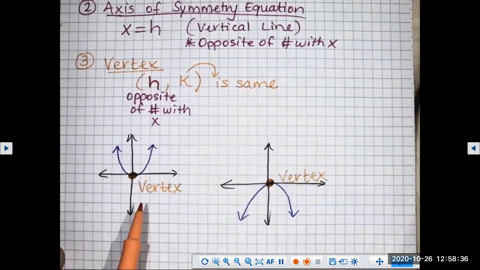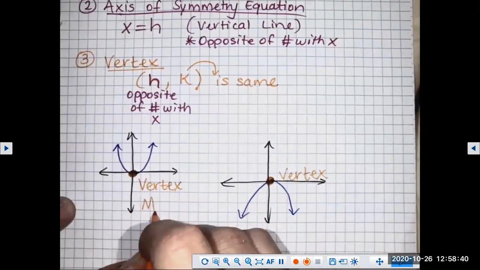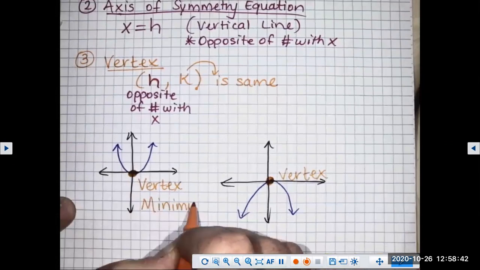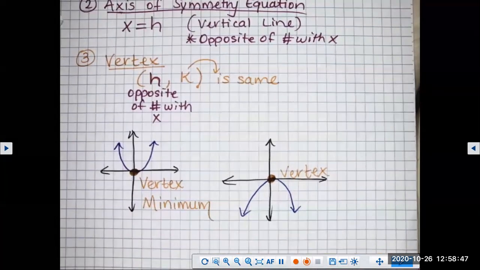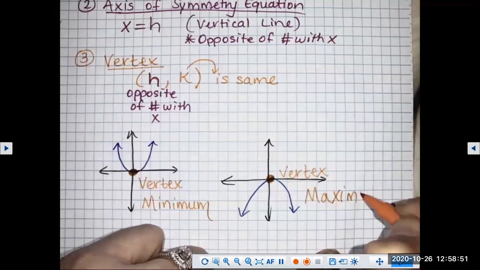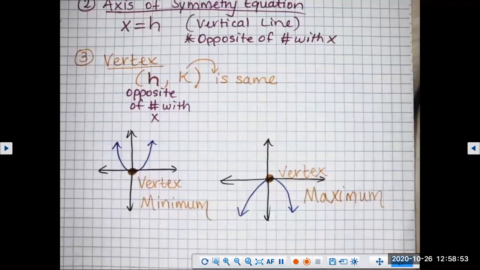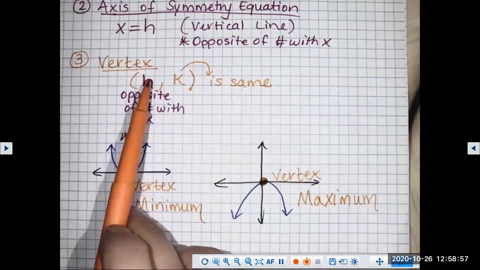If your vertex point is at the bottom, this is called a minimum. If your vertex point is at the top, what do you think it's called? Maximum. And you get it by h, k.